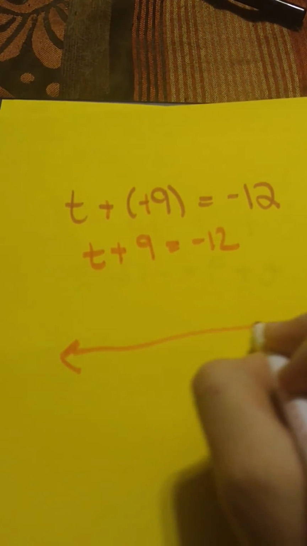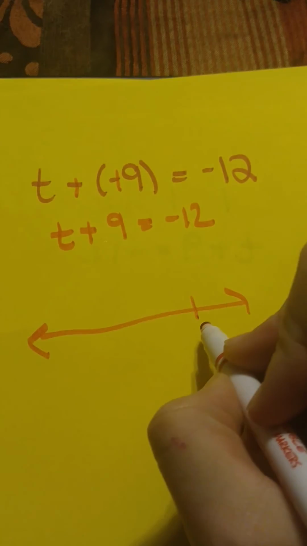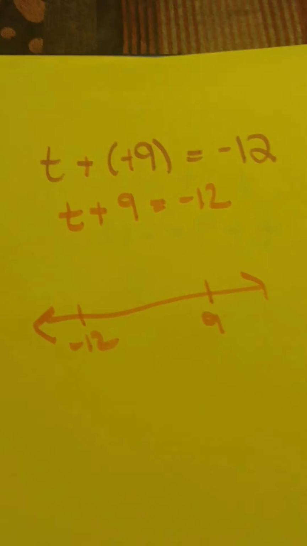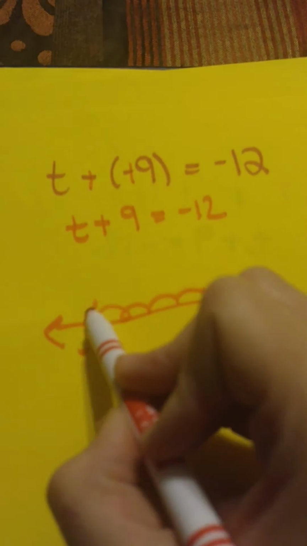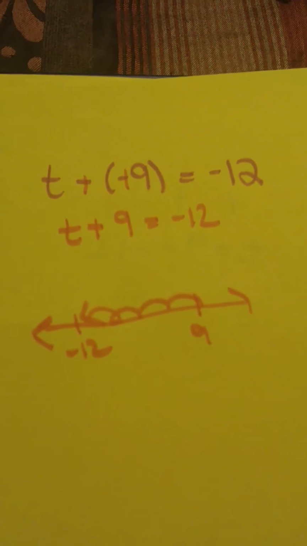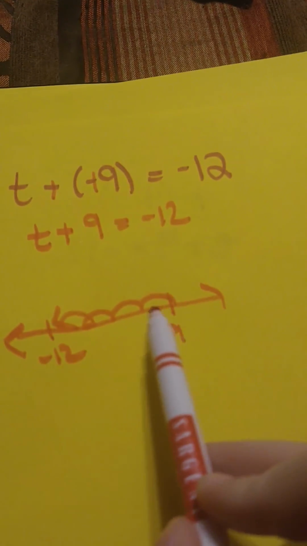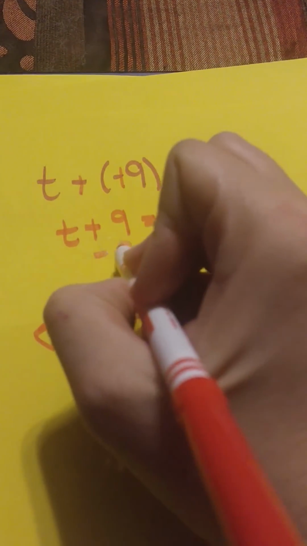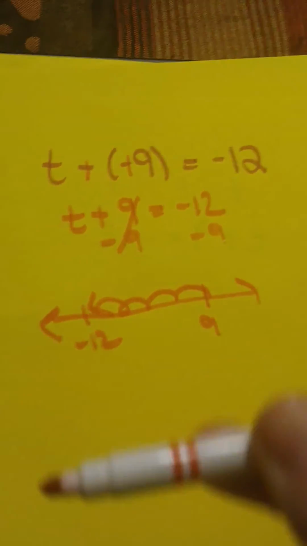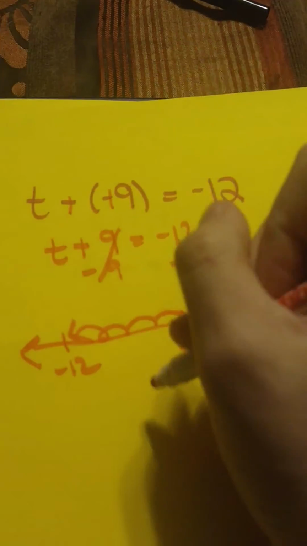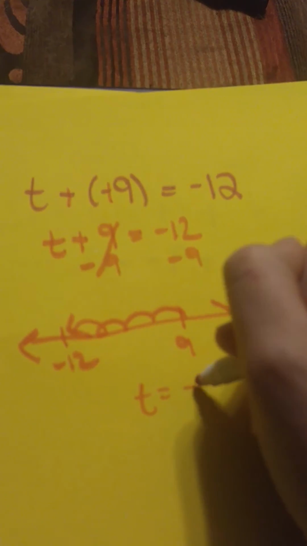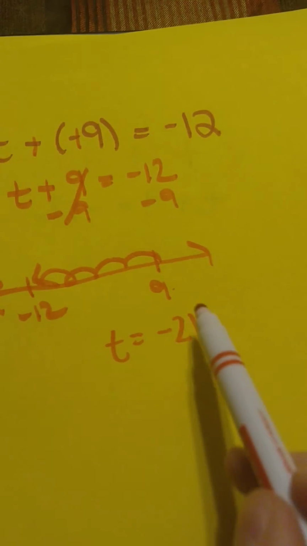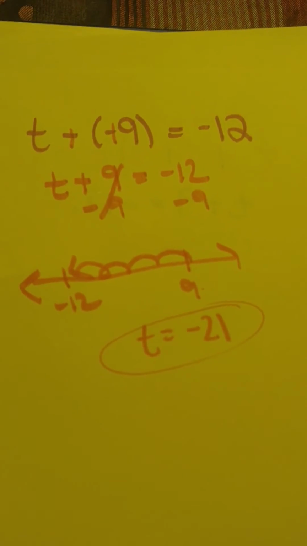I really encourage you to just think in your mind, I'm at positive 9. I'm doing something, and I'm ending at negative 12. Okay, I'm adding more negatives. I'm losing all of these positive 9 and ending with a negative value. I actually had to go down 21 units in order to end up at negative 12.